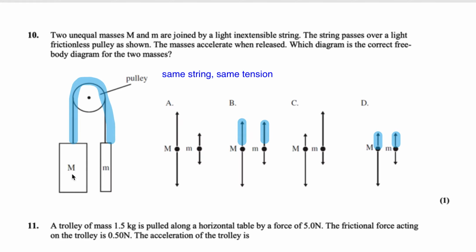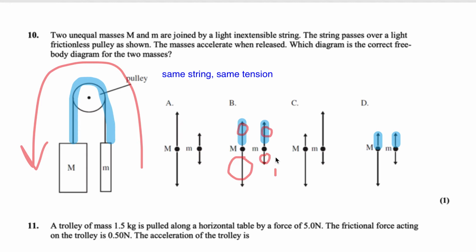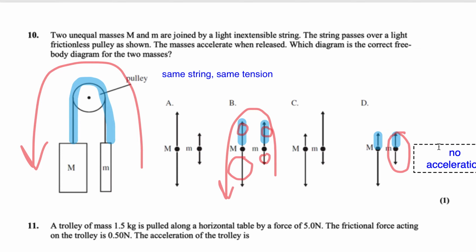However, because this capital M is greater, the entire system is accelerated in this direction. So for B, this force must be larger than the blue force, and the blue force must be larger than this force over here. Overall, it can accelerate in this direction. However, for D, you can see the little m stays still, with no acceleration, which is impossible. They are in a system, so they must have the same acceleration. You can't have one object accelerate and the other object not accelerate. So the answer will be B in this case.